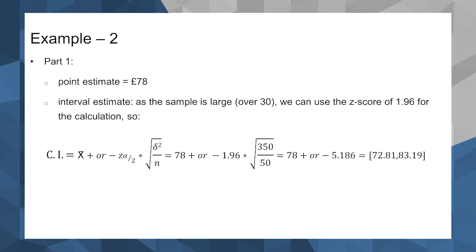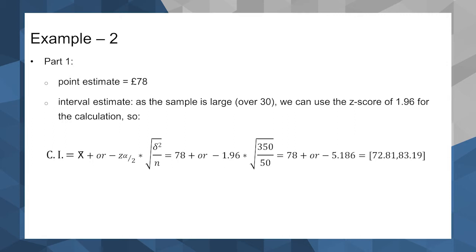So first thing, the point estimate, very simple: £78. We've got no reason to believe our sample is not representative of the population. So the sample mean was 78, and the expected, or estimated, population mean is 78 as well. For the interval estimate, again, a small detail, but quite important in some cases.